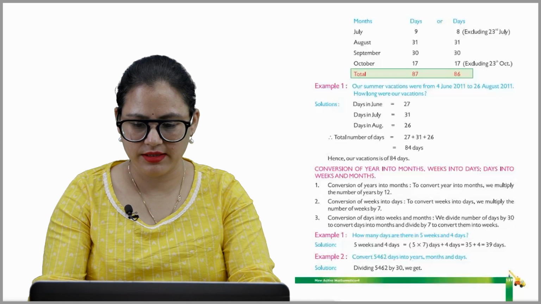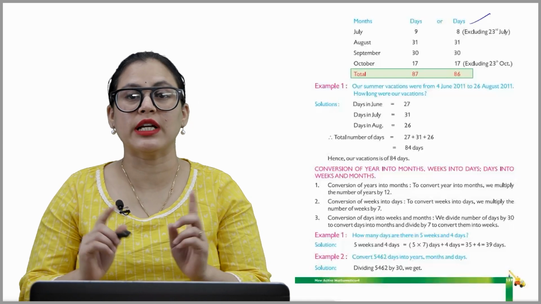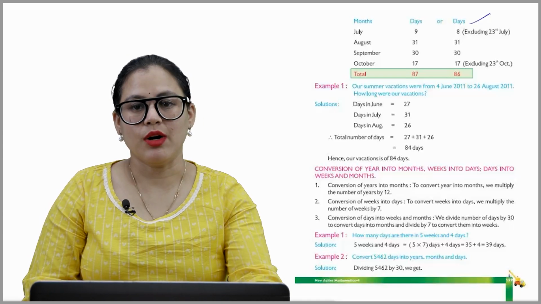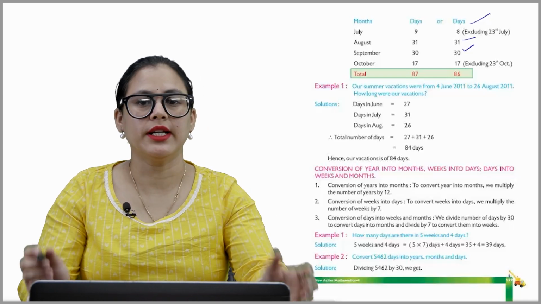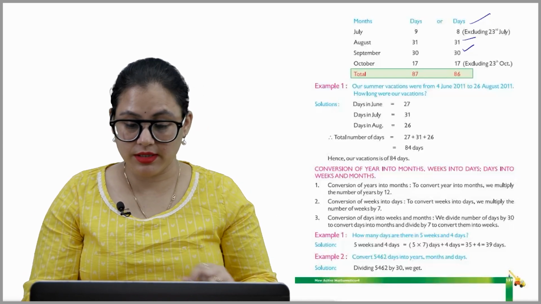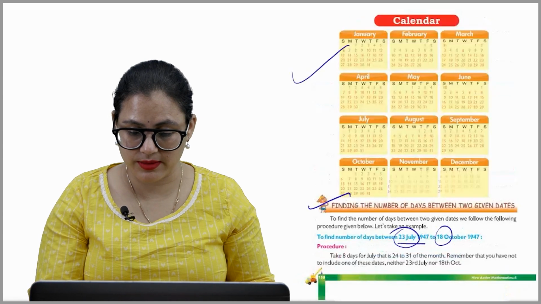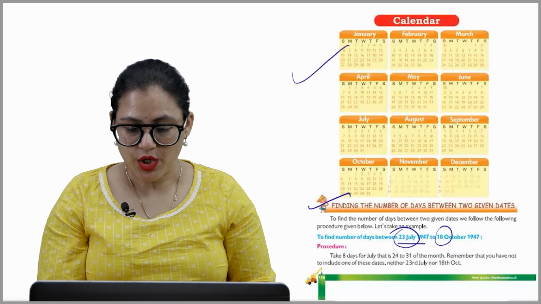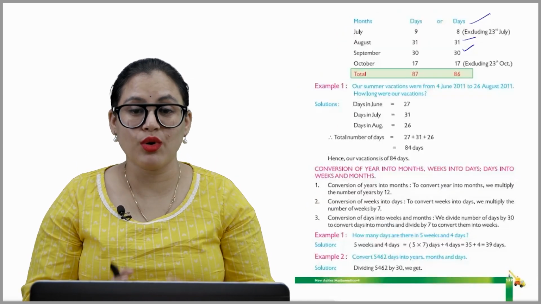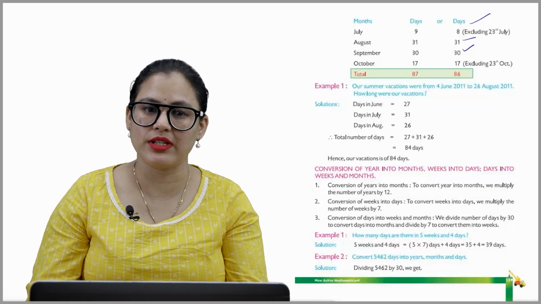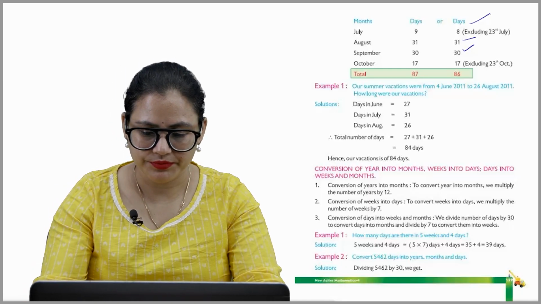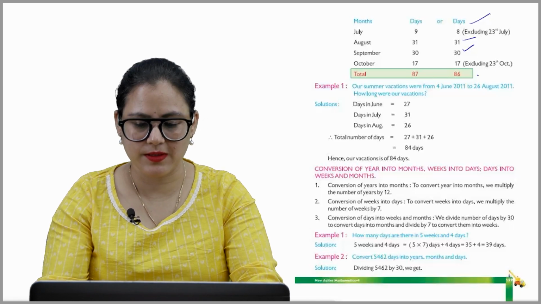So the month is July and there are 8 days. We will not include 23rd July. Then August, there are 31 days. Then in September, there are 30 days. So what is the last date, which is 18 October? We are not going to add 18 October, so there are only 17 days in October. Now we will add them up. So there are 86 days.